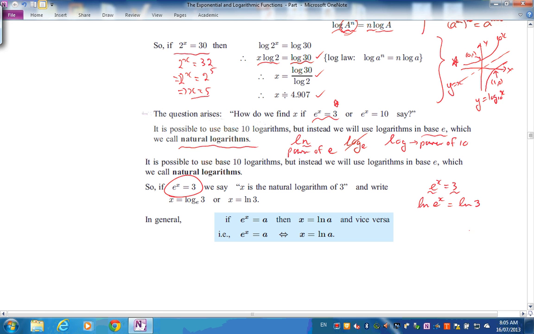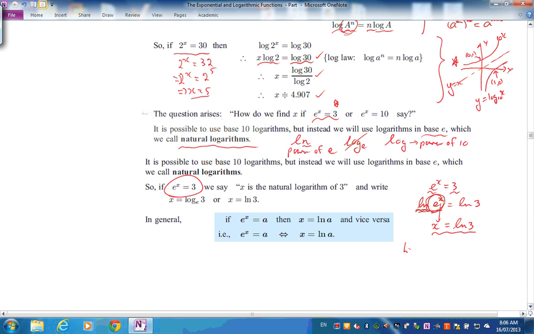Now, do you remember the log of a number being the power of the base? So what would the log to the base e of this thing be? Well, it's self-evident, isn't it? It's got to be x, because the definition of the log to the base e of a number is the power you raise the base to. So you're finding the log of something which is already a power of the base. So it's just that power. So x equals ln 3. Okay, so that's the idea.